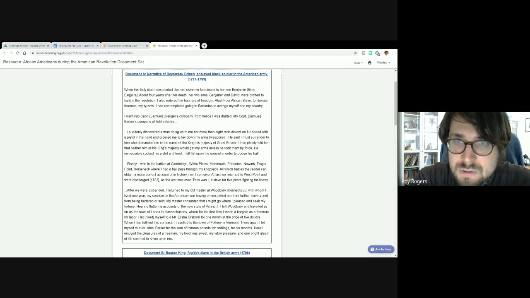About 4 years after his death, her two sons, Benjamin and David, were drafted to fight in the Revolution. I also entered the banners of freedom. Alas, a poor African slave to liberate freemen, my tyrants. I had contemplated going to Barbados to avenge myself and my country. I went into Captain Samuel Granger's company. From hence, I was drafted into Samuel Barker's company of light infantry. I suddenly discovered a man riding up to me, not more than 8 rods distant, at full speed, with a pistol in his hand, and ordered me to lay down my arms, weapons.